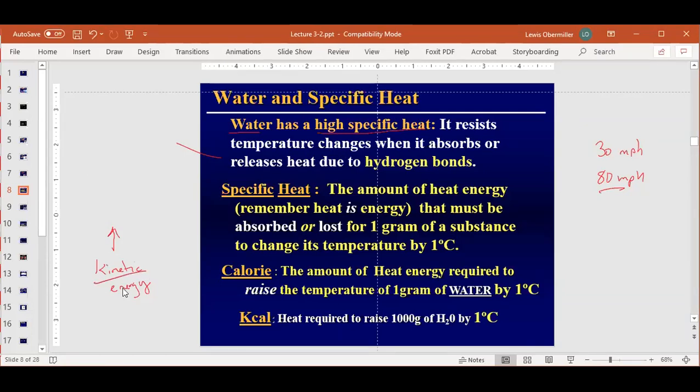If we want to increase the kinetic energy of something, we have to make the molecules move faster. And to do that, we can increase the heat, but water resists this. It resists moving faster. So it takes a lot more heat energy to get water molecules moving faster than it would other substances. Now, why do you think that is? Why would water resist moving faster?